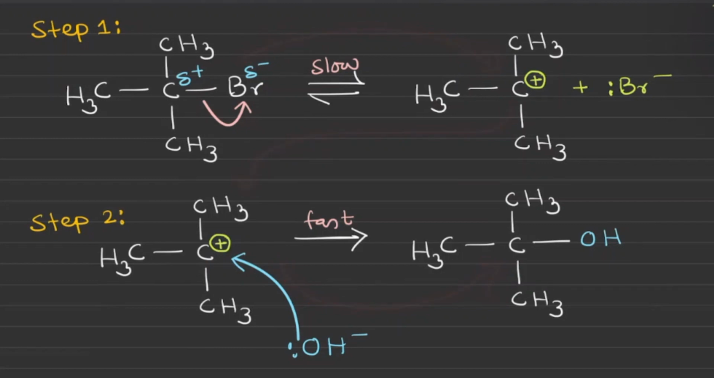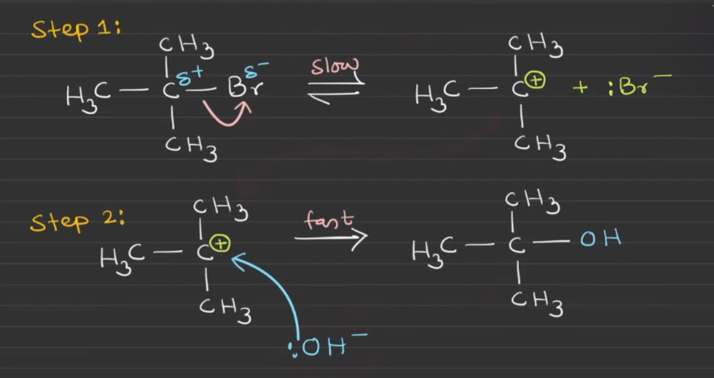But this reaction is zero order with respect to the hydroxide ion. In this reaction, if I increase or decrease the concentration of the hydroxide ion, there is no change in the rate of the reaction. Why will there be no change in the rate of reaction? Because the second step depends on the product of the first step.